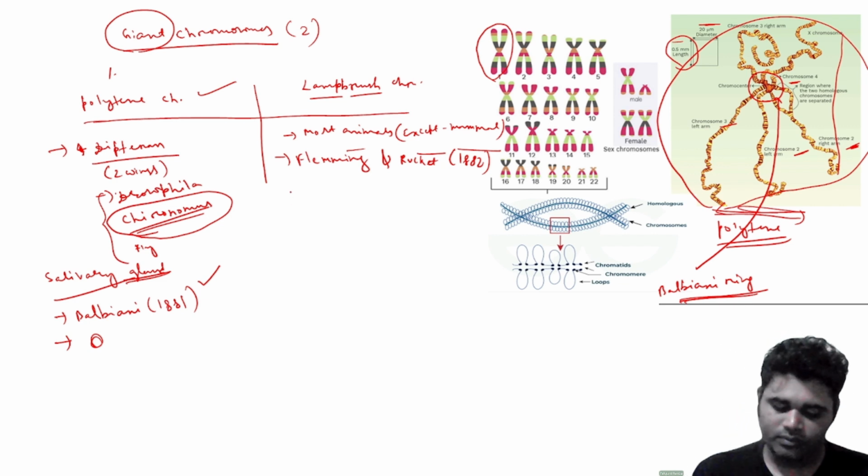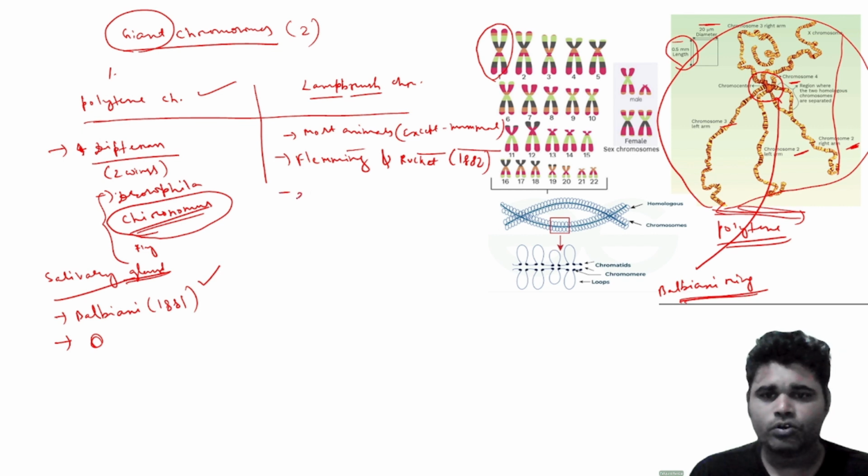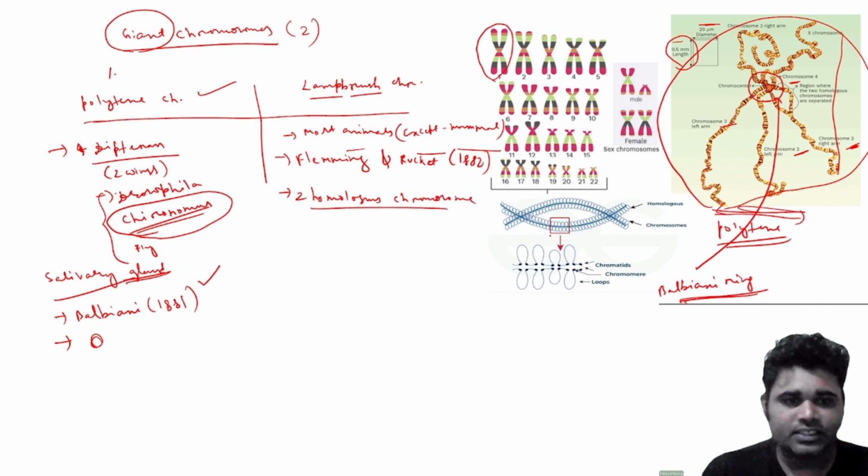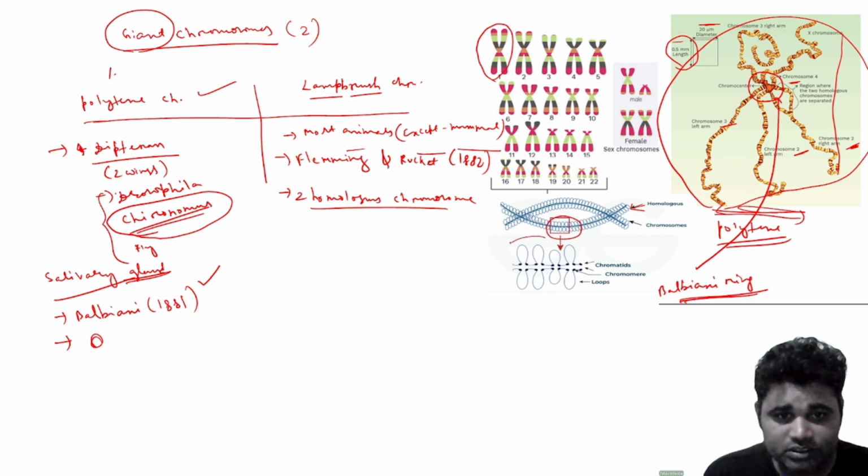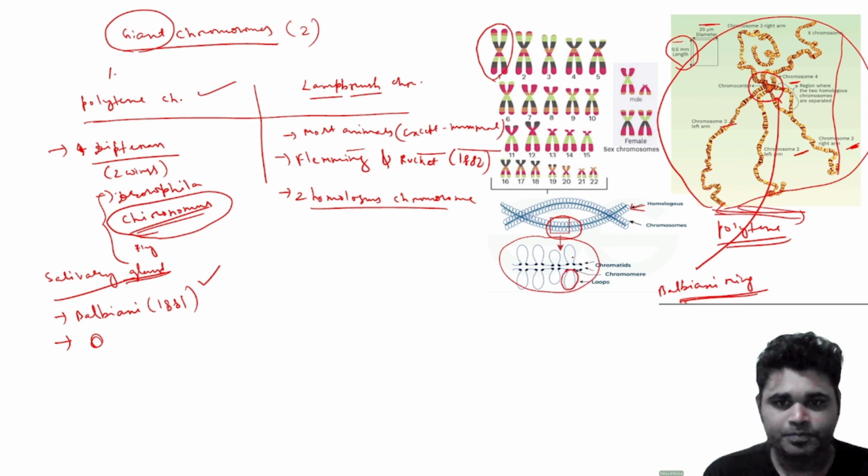So, what is the Lampbrush chromosome? Simply, it is formed by two homologous chromosomes. Look at this structure. These are the two chromosomes, and they are homologous to each other. If we zoom into this, it looks like this. That means this is called a loop-like structure.